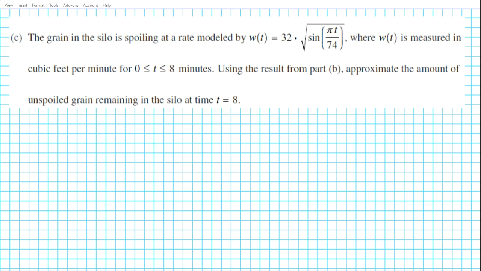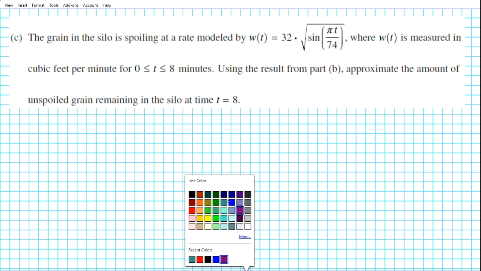W of t acts on the scenario from 0 to 8 just as g of t does. Now note, that's not always the case. Sometimes one function might act on a subinterval of the other function. It's not always the same. But in this particular case, it's the same. Alright, so let's go ahead and write down the formula for scenarios like this on the AP exam. So let's take a look at the formula.